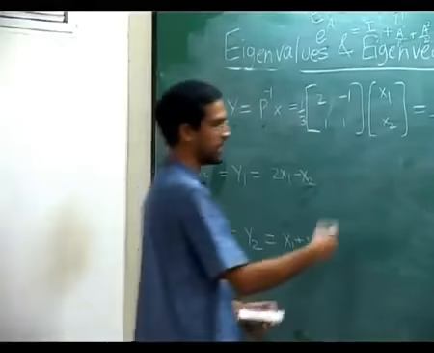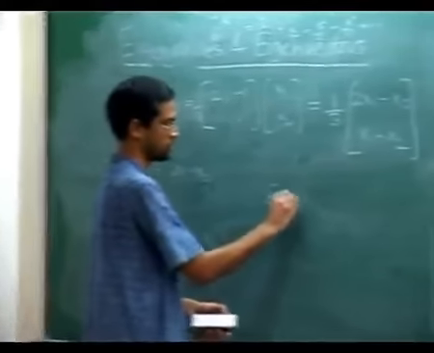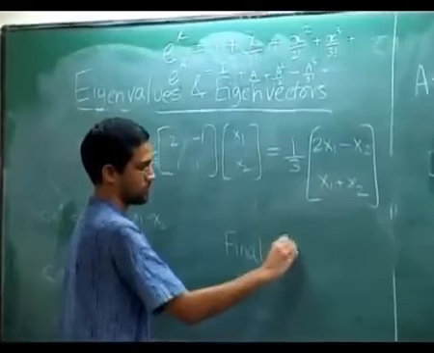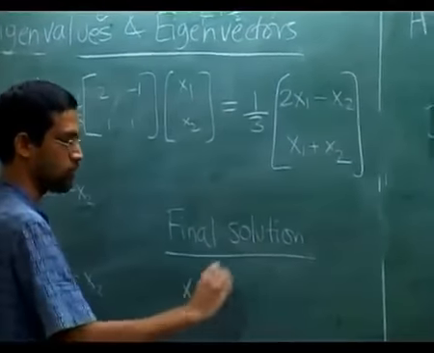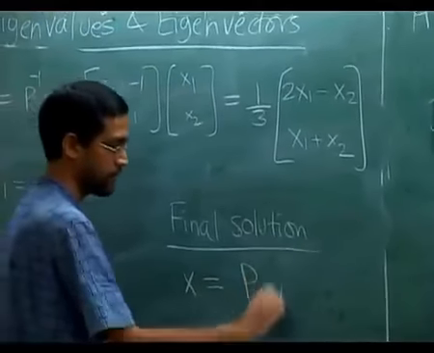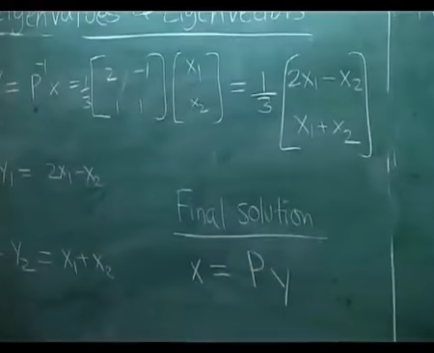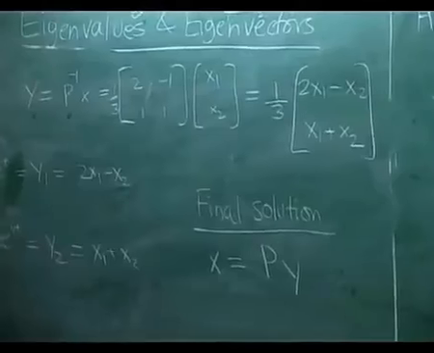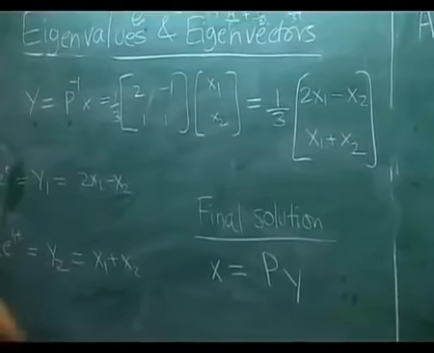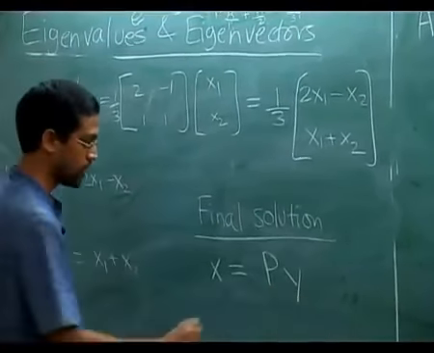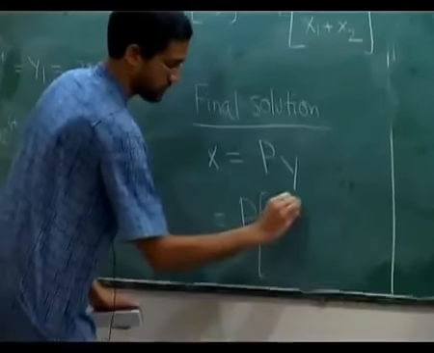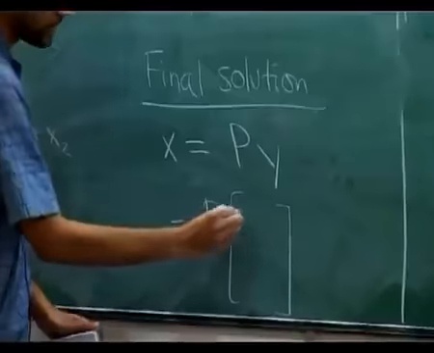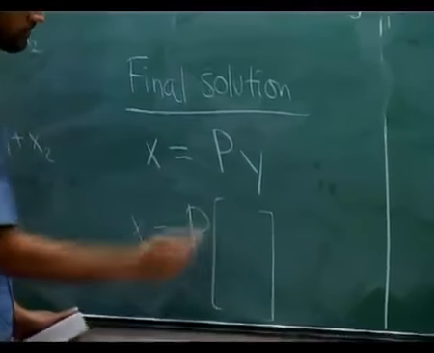So how do I finally find x? The final solution is obtained as follows: you solve for y and then you multiply back by P. And the solution for y is actually known. What does y look like? In general, so here is a 2 cross 2 example. We know what y looks like.